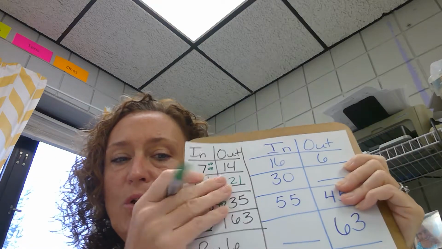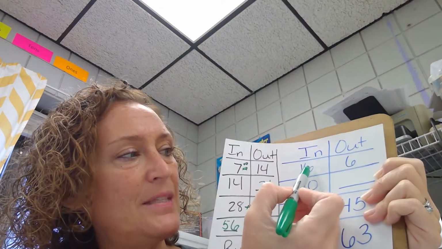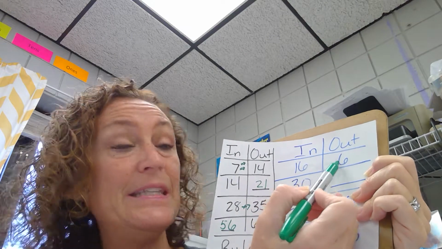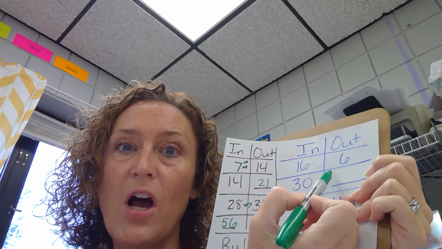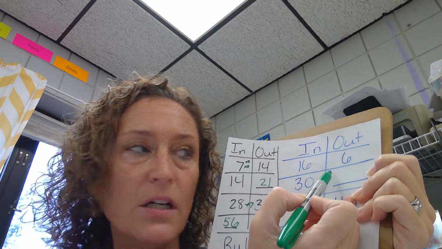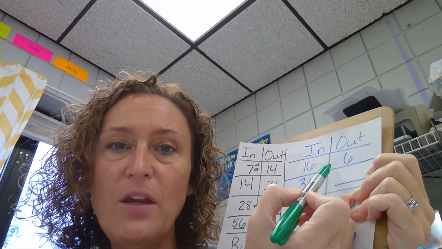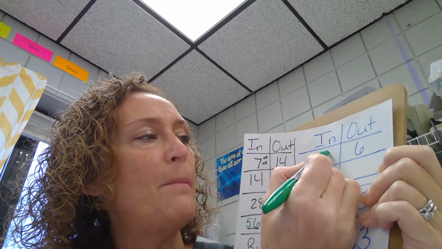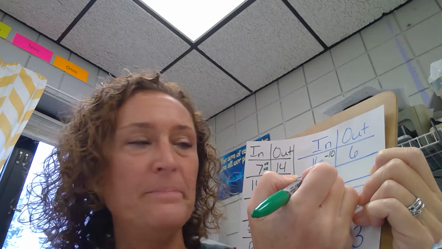Now let's look at the blue input-output machine. This time I have 16 goes in, 6 comes out. Oh, the number got smaller, not larger. So I'm taking away this time. I must be subtracting or dividing, one of the two. So to get from 16 to 6, I would subtract 10. Okay? I can't divide 16 divided by 6 and get anything. So maybe this is a subtraction one.